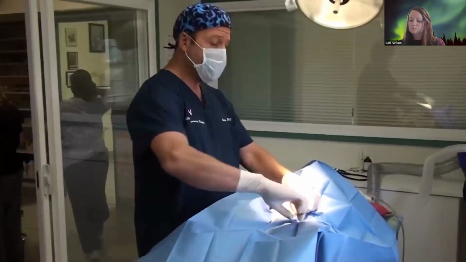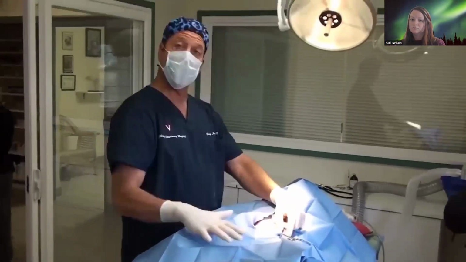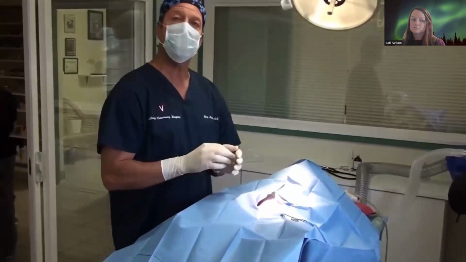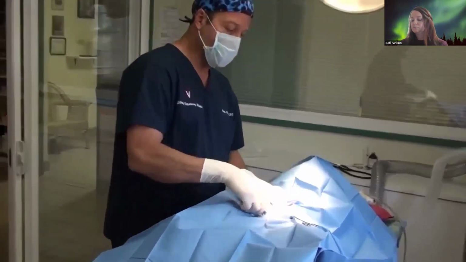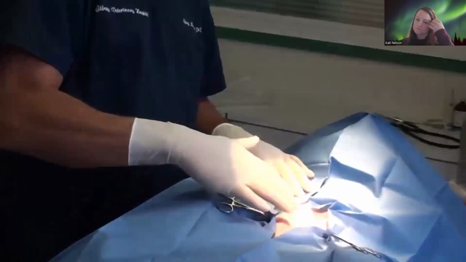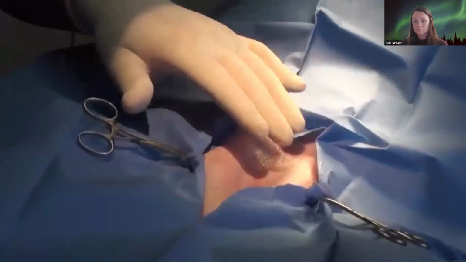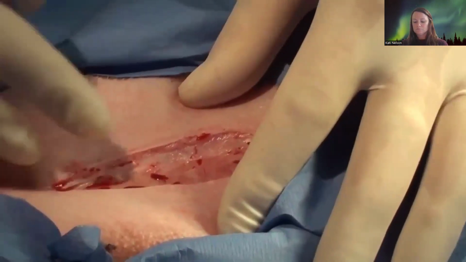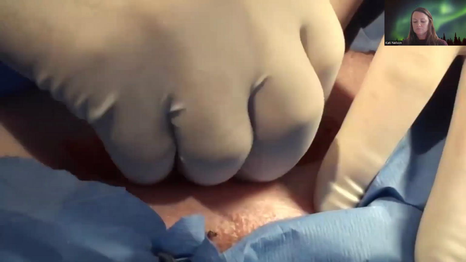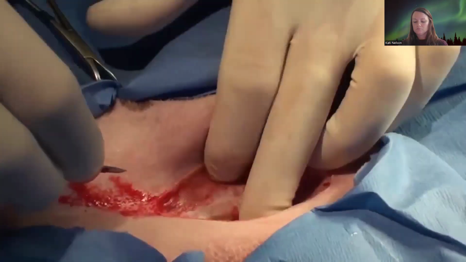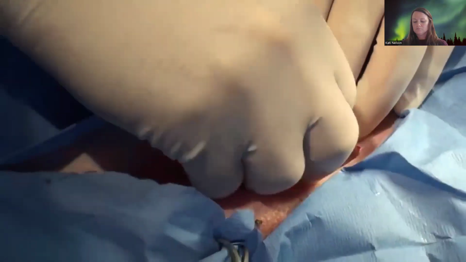We're putting on the towel clamps in order to keep the sterile drape in place. The sterile drape is there to protect me from dragging Jewel's bacteria into this clean area. So that's an incision through the skin, and then we make an incision through the muscles, and we keep going.